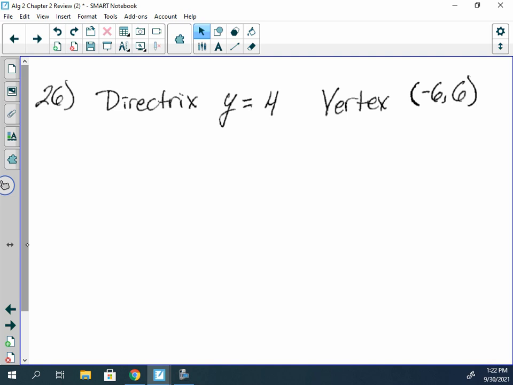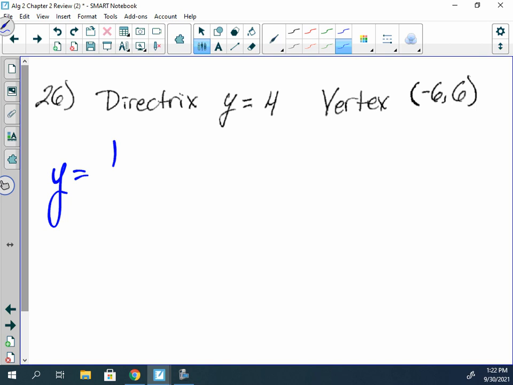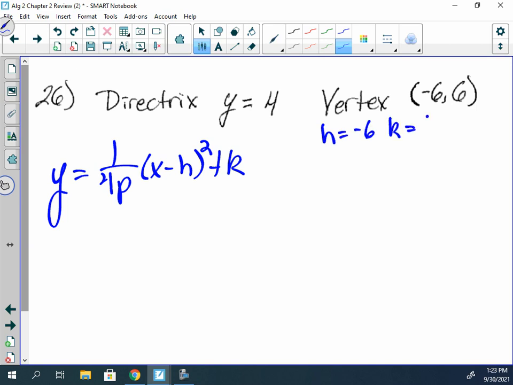Yeah. Now it tells me the directrix is y equals 4, yes? Well, that means that we're dealing with y equals 1 over 4p times (x minus h) squared plus k. Because between the two general equations, only one of them has a directrix of y equals. The other one is x equals. So it kind of tells me exactly which one we have. Well, I've got the value of h and k. H is -6 and k is 6.